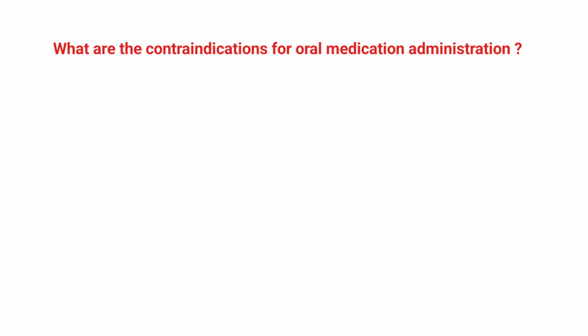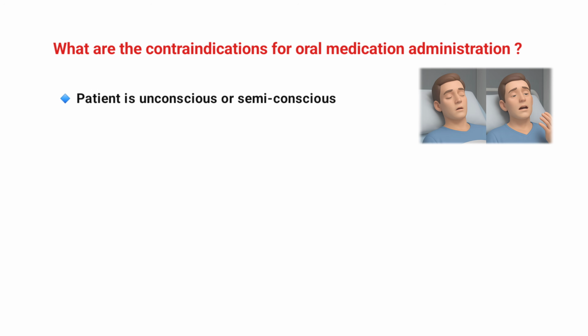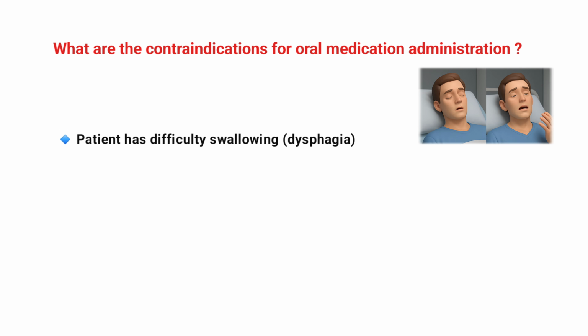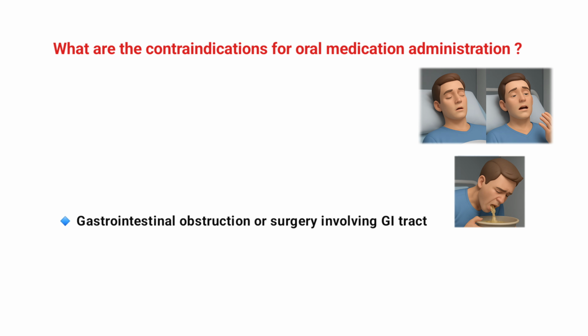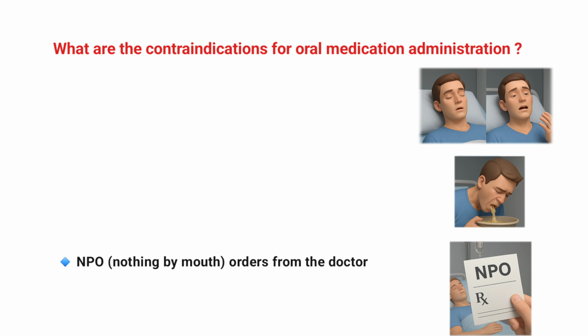What are the contraindications for oral medication administration? Patient is unconscious or semi-conscious. Patient has difficulty swallowing, dysphagia. Patient is vomiting. Gastrointestinal obstruction or surgery involving GI tract. NPO, nothing by mouth orders from the doctor.